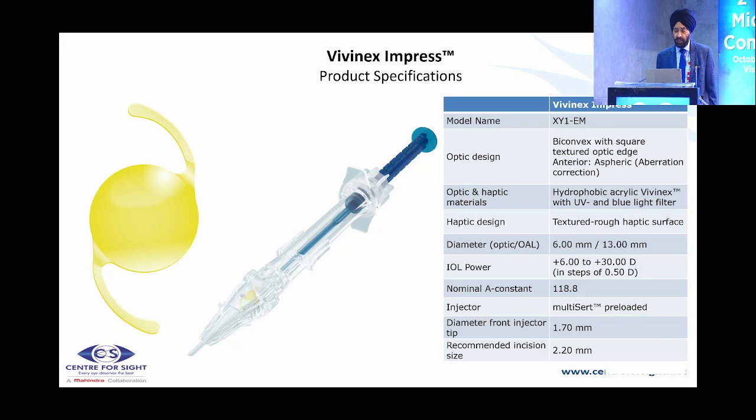So finally, this is the product specification. As of now, it is available from +6 to +30 in steps of 0.5, hydrophobic, UV and blue light blocker, with a rough haptic surface. This is a small change that has come between even the Technis and the Technis Toric 2: the haptics, instead of being smooth, have been roughened. That causes stickiness to the capsular bag, so that you don't get rotation. Friends, it goes through a 1.7 wound assisted and 2.2 if you actually go in.